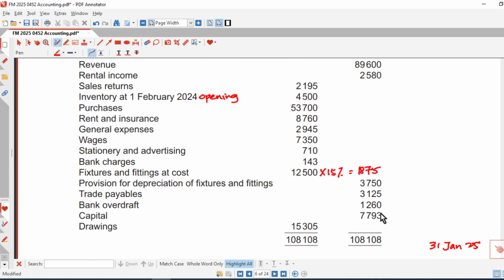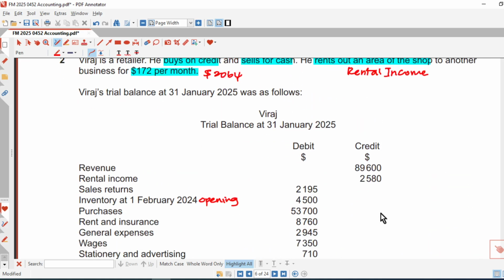So what I could do is a pro rata, I could multiply, or what I could do is take 2,580 and minus the initial rental that I calculated earlier. So the balance of 516 is going to be my prepaid income.